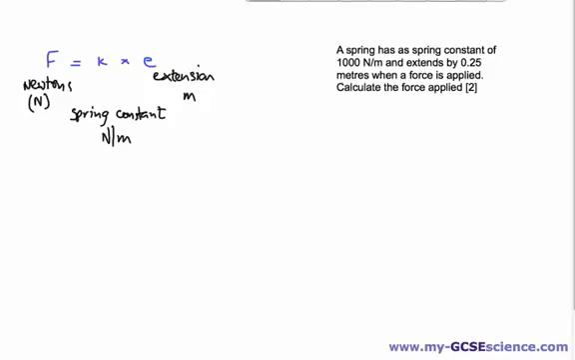The first one is: a spring has a spring constant of 1000 Newton meters and extends by 0.25 meters when a force is applied. Calculate the force applied. Okay, so all we do is plug in our numbers into our formula. So it says here a spring constant of 1000. So force is what we're trying to find. F equals 1000 times, and the extension is 0.25 meters. And that, if you just bang it into a calculator, is 250 newtons of force. So the force is 250 newtons.